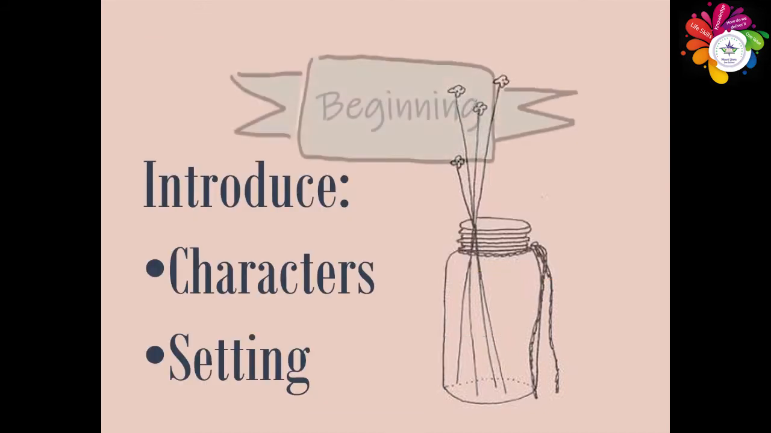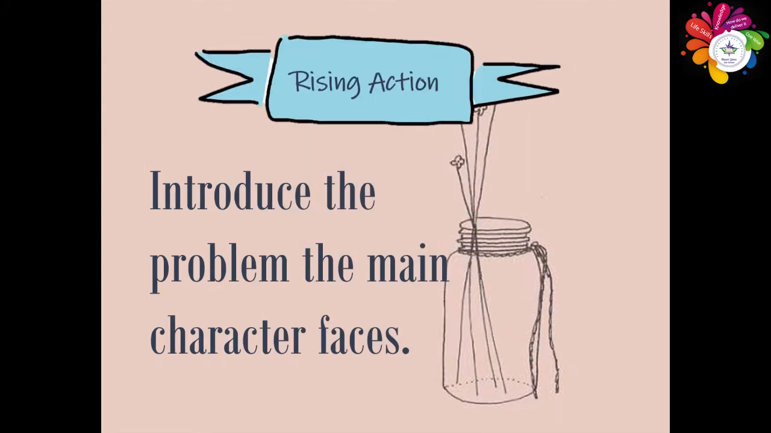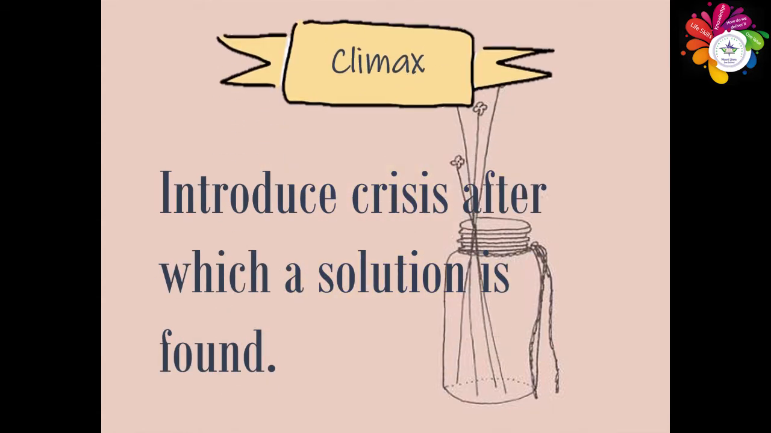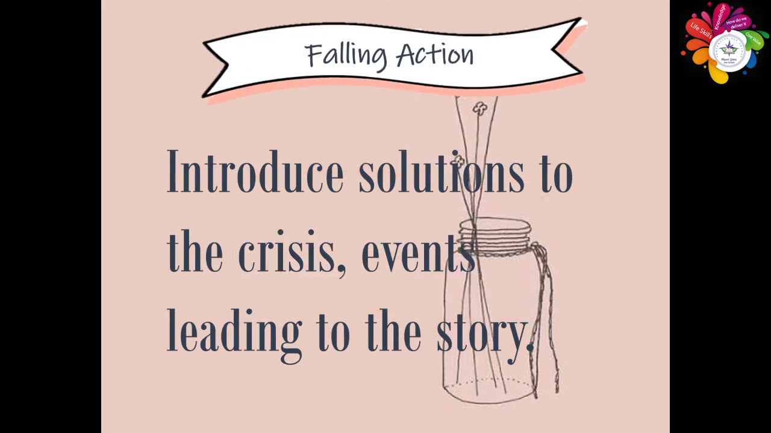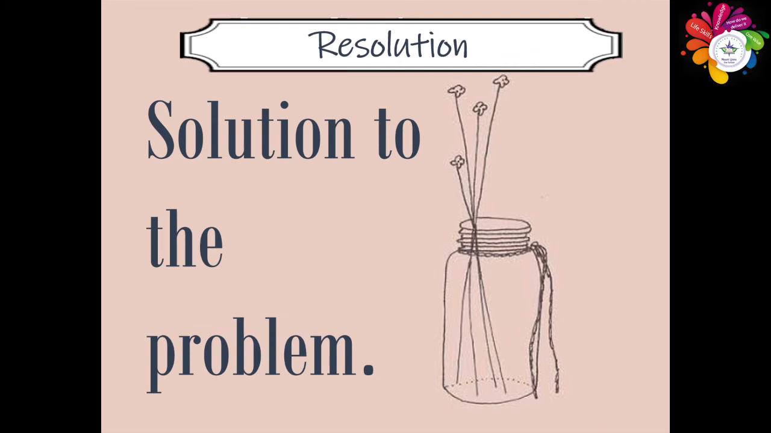Beginning of the story. Here, the character and the settings are introduced. Rising action. What do we have in the rising action? It is the problem the main character faces. Next comes climax, the crisis of the story, after which the story moves to a solution. Falling action. It's nothing but the solution to the crisis, events leading to the end of the story. Resolution. It is the solution to the problem.